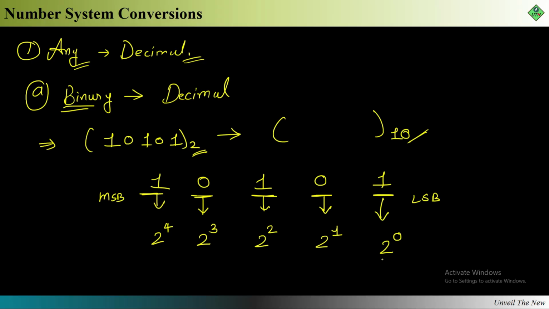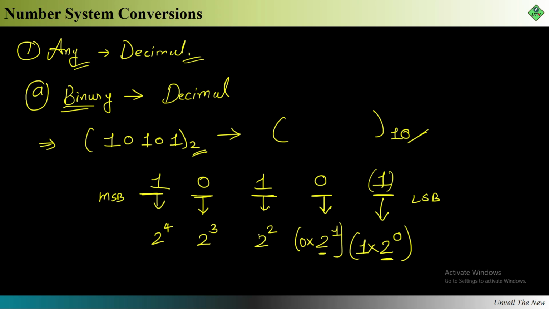So what is the value? Here we know that this is 2^0, and the value for this particular place is 1. So we will multiply this by 1. Very simple. Similarly, for 2^1, the digit that represents 2^1 is 0. So simply we will multiply it with 0.